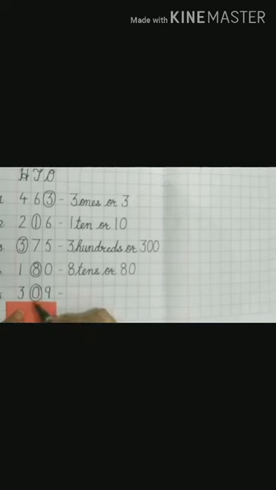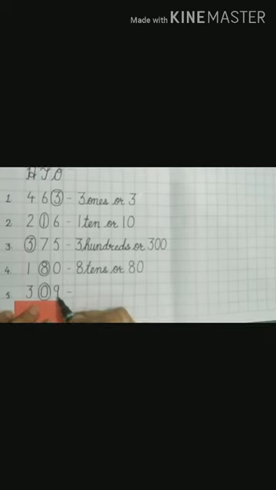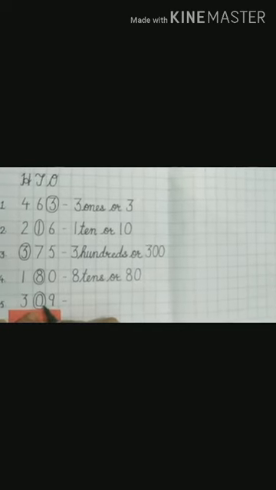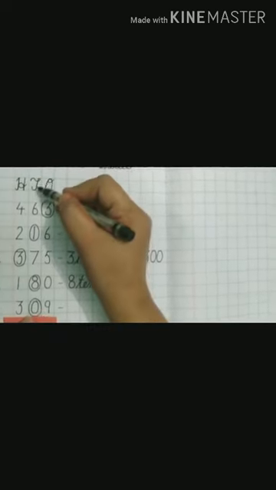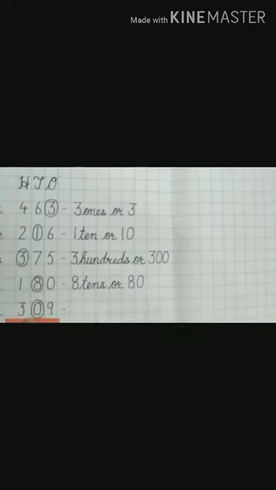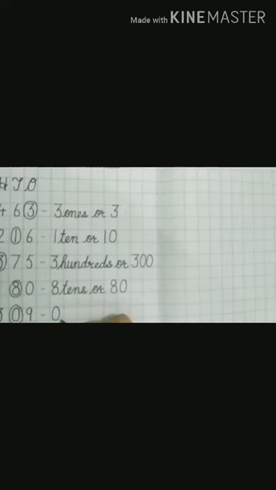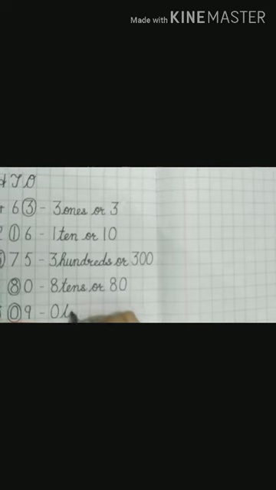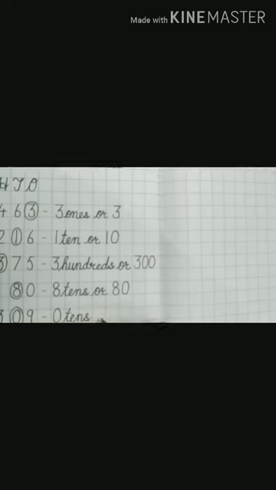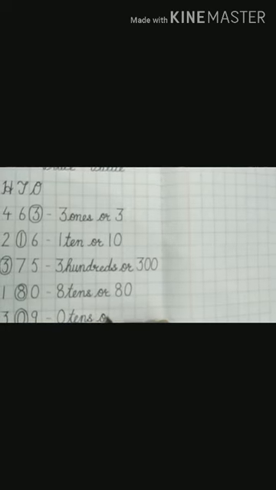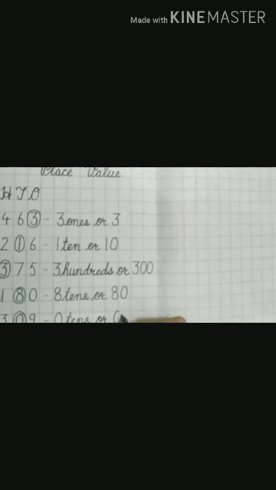Let's go to the last number, that is 309. And now here we have to find the place value of 0. And 0 is in the home of tens. So, we will write here 0 tens. 0 tens means 0 itself. So, we will write here 0 tens or 0.